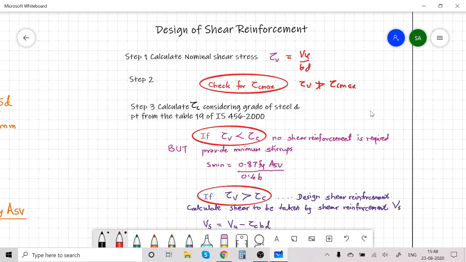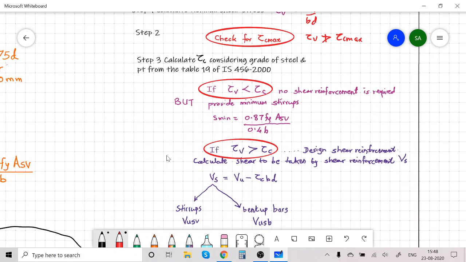In the examination, this table or the abstract or the required range of PT and grade of steel will be given. So don't worry about that value, or directly they will give you the value of tau C in the examination. Now, if tau V is less than tau C, no shear reinforcement is required, but provide minimum stirrups for spacing S minimum equal to 0.87 Fy ASV upon 0.4 B. If tau V is greater than tau C, design shear reinforcement.